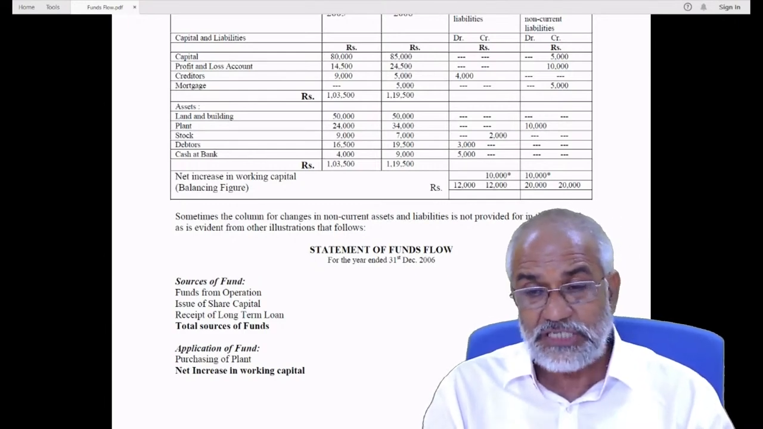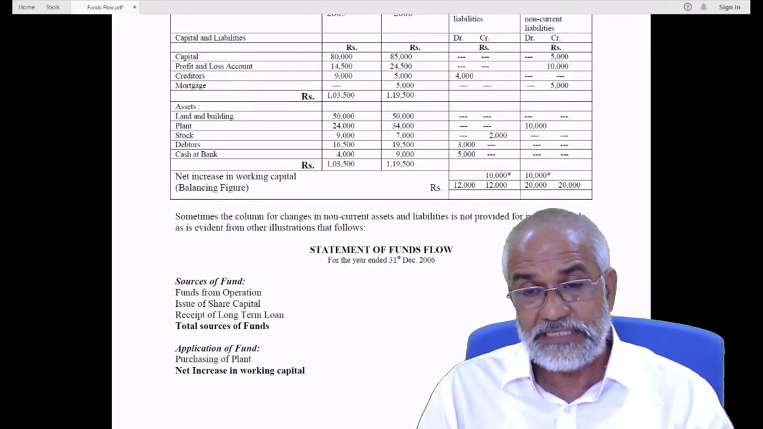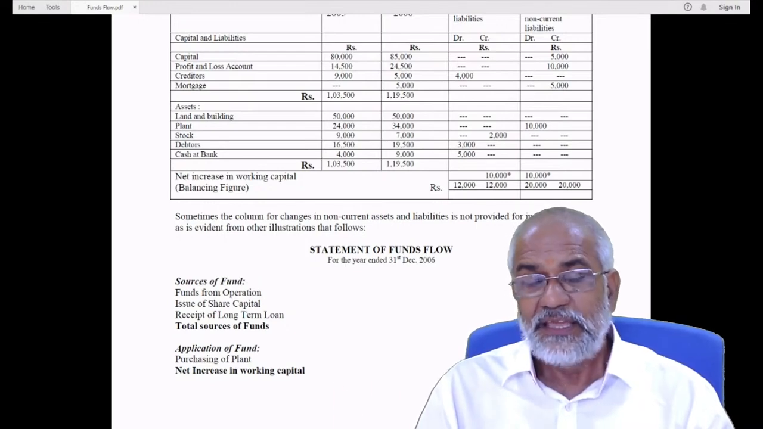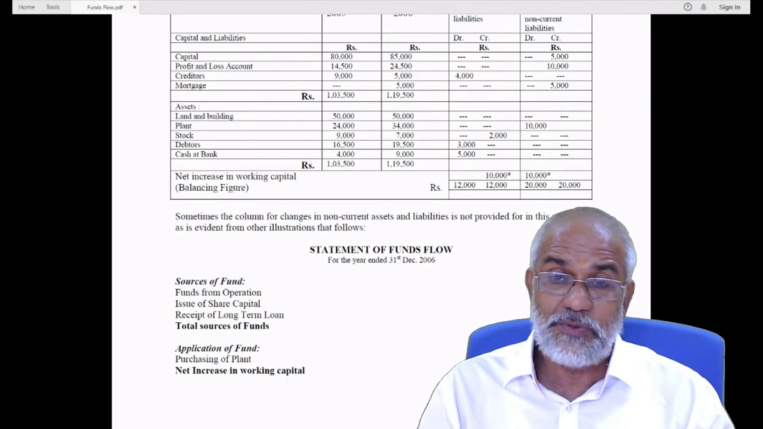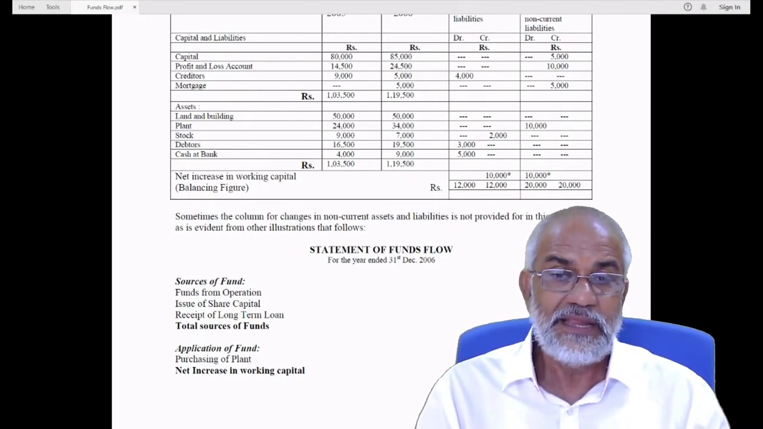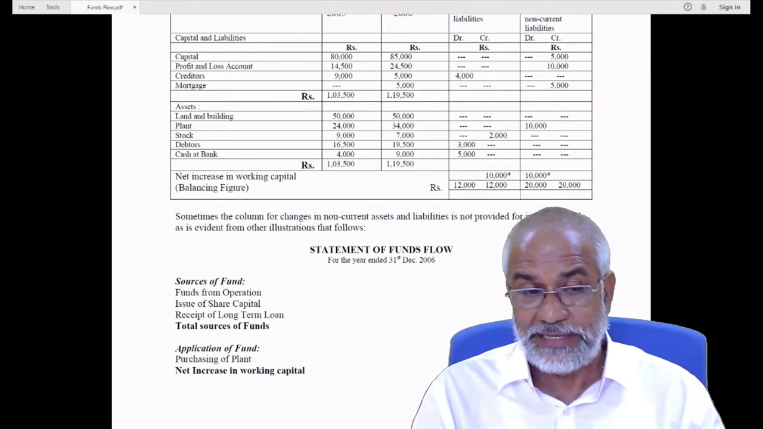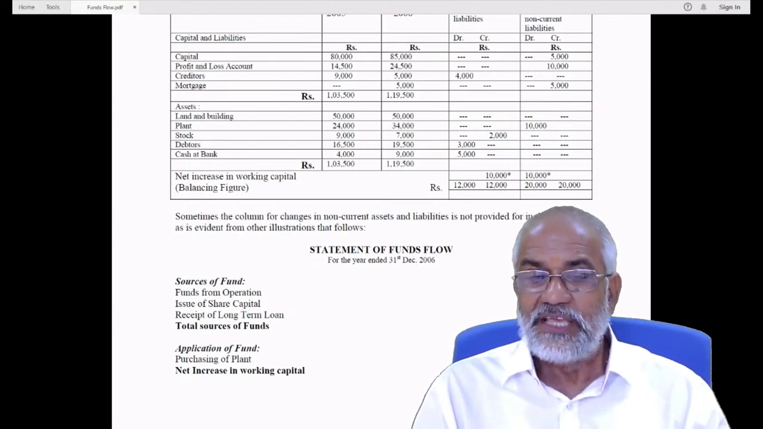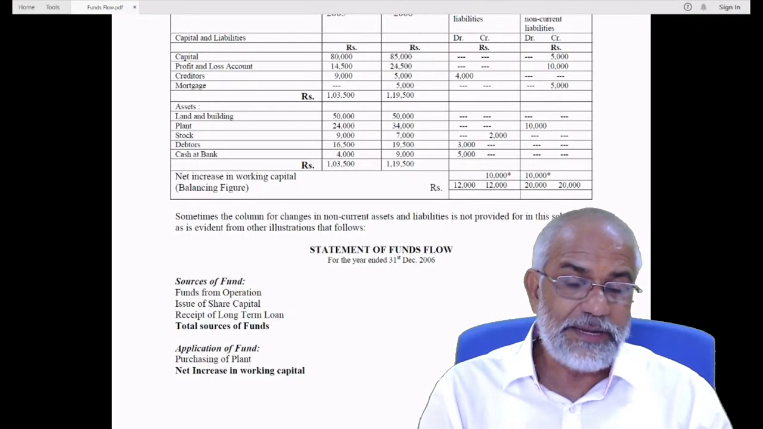If it is funds lost in operation, then it will go to the application side of the funds flow statement. If the balancing figure is funds from operation, then it will be appearing in the sources in the funds flow statement, and accordingly the funds flow statement will agree. So this is about the funds flow statement.